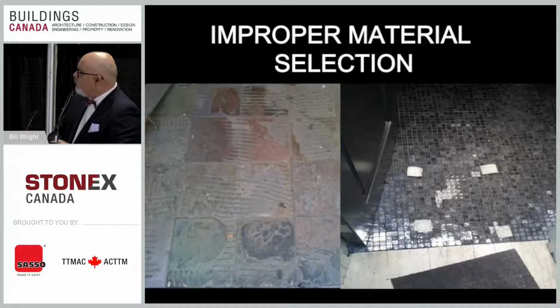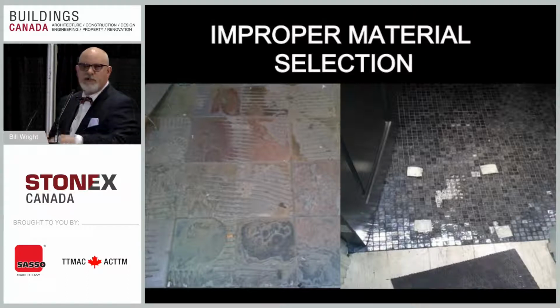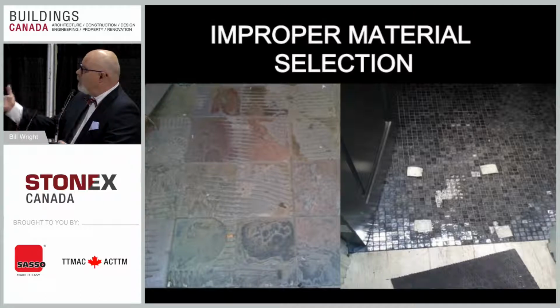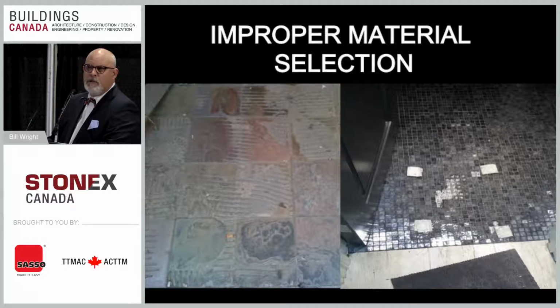The other one on the right was a thin profile glass tile used on a floor for a bicycle exercise franchise. They have the special shoes with the metal horseshoes on them, and the metal horseshoes just tore through the glass tile. Again, if we had had better communication about what was going on, we wouldn't have had that issue.